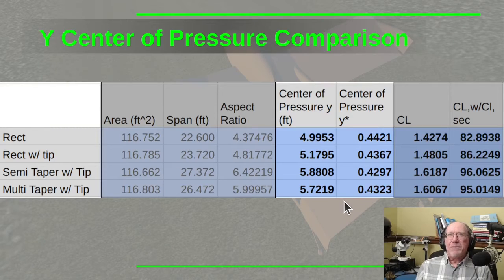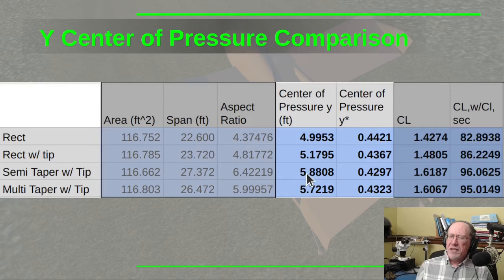Now, I mentioned that these numbers, this Y star, is a span of 0 to 1. When you go and multiply by the actual span, things change. So I got the actual span over here in this column. So when you multiply this 0.44 times the span, then you get where the actual center of pressure is in whatever your units are. I'm using feet. So now let's figure out what the worst case is. So we're looking at 5 feet for the rectangular wing, just a little bit more with the rectangular with tip. That's because the span moved out just a little bit more. So it went from being just a little bit under when we're doing Y star to being just a little bit past when we've multiplied by the span.